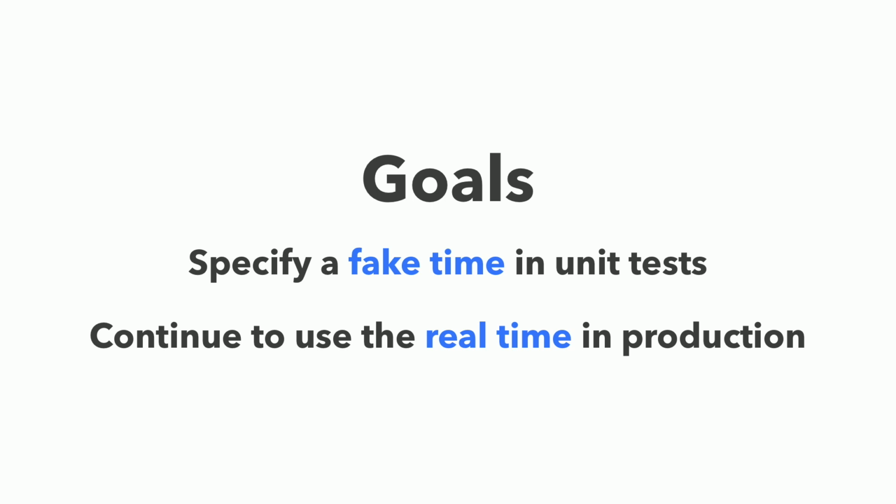So these are the goals. If I was to look at this and say, what are the goals? What do I want to be able to do in this situation? Well, I want to be able to write a unit test that actually means something. To break that down one level further, I want some way to specify a fake time in unit tests so that I can control it. And then I want to continue to use the real time in production. I don't want the production behavior to change at all. I just want to have a bit more control when I'm testing.